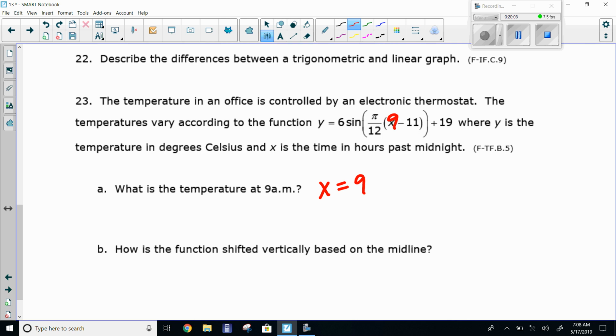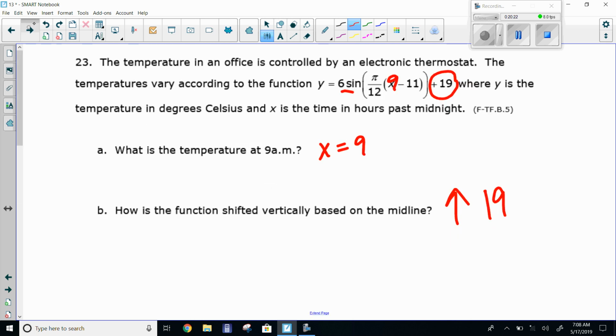How is the function shifted vertically based on the midline? Well, since it's a sine graph, usually sine graphs have a midline at 0 unless there's a shift. And the shift, the vertical shift at least, is found at the end right here. So that means that it shifted vertically 19 units or 19 spaces on the graph.